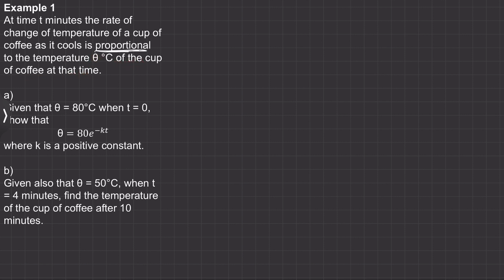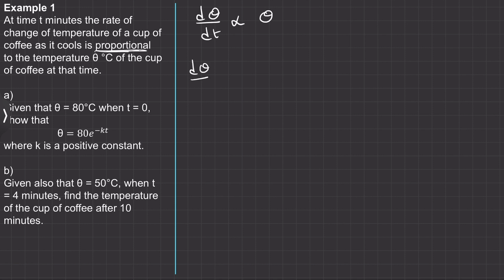at that time. So what this means is the rate of change of temperature, so d theta with respect to time dt, is proportional to the temperature theta. But to work out how they're in proportion, we need to use the constant of proportionality. So now we can say that d theta over dt is equal to minus k theta. K is our constant of proportionality, and it is negative because it is cooling. So as time goes on, the temperature gets lower.